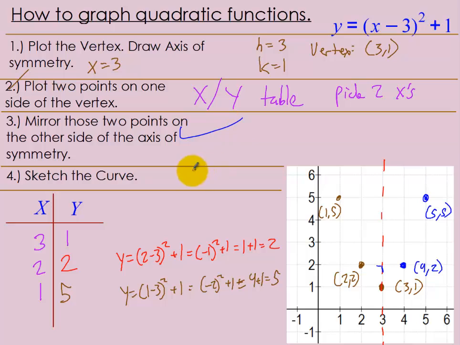So I mirrored 2 points. And you need 5 points to graph a quadratic so you see the parabola. You need enough to do the U shape. Now I'm just going to sketch this curve. I know it's going to look like a U. So make sure you go through all the points and do a perfect parabola. Make sure you put arrows on the tops. And there you go. That's a perfect graph.